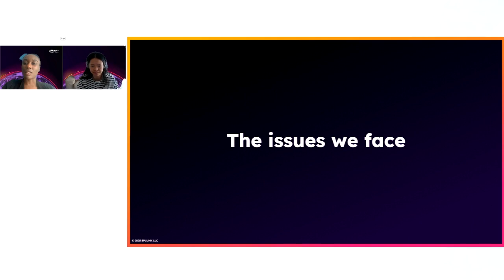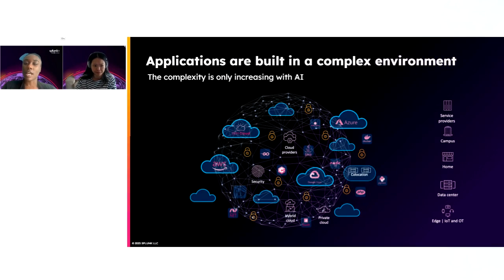We're going to start off with some of the issues you all may face and some of the issues we're hoping to help you solve with some of our observability tooling. As you all know, applications are built in a very complex environment. The complexity is only increasing with the advent of AI. More errors can arise, which means more bottlenecks. There's more unpredictability and more unreliable outputs, which also can mean more slop.